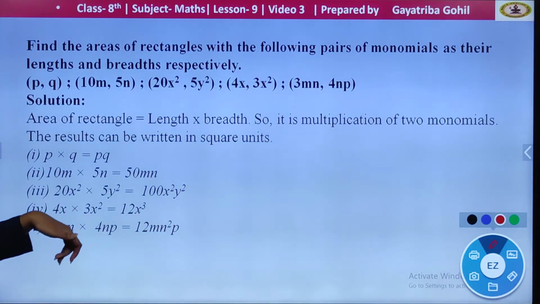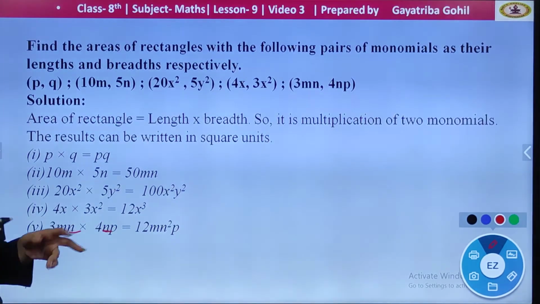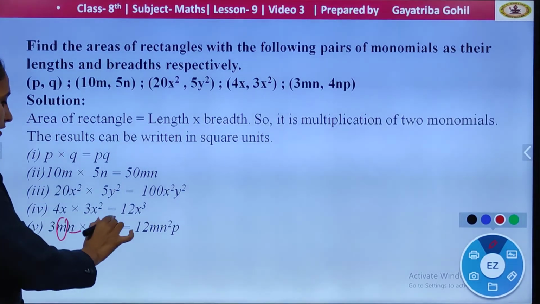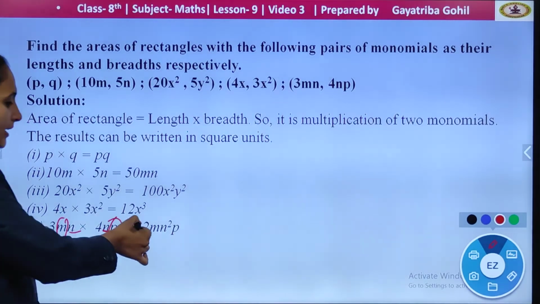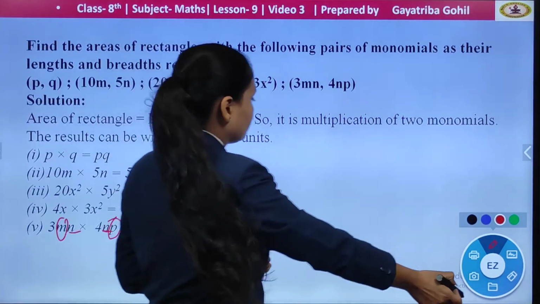Then we have 3mn into 4np. 3 fours are 12. n is repeated in both. So, it will become n square and m and p will remain the same. So, it will be 12mn square p, right.